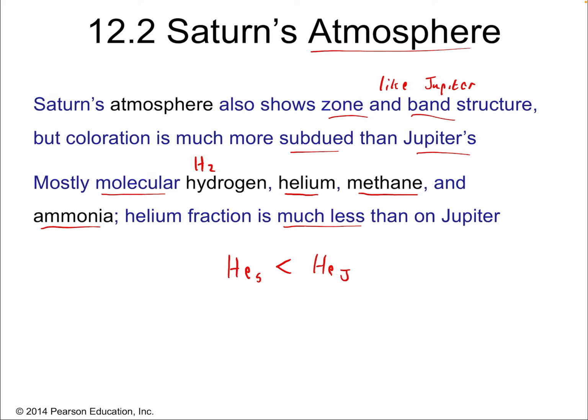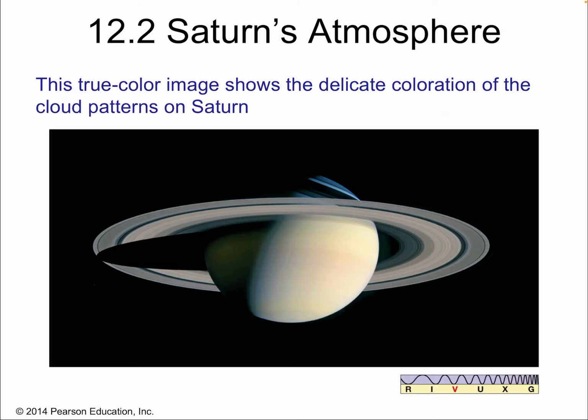Okay? So why is there missing helium on Saturn? Well, we'll talk about that briefly, okay? All right, so that's some key characteristics: much more subdued colors, very similar building blocks, but less helium as compared to Jupiter, all right? This true color image shows the delicate coloration of the cloud patterns on Saturn, right?